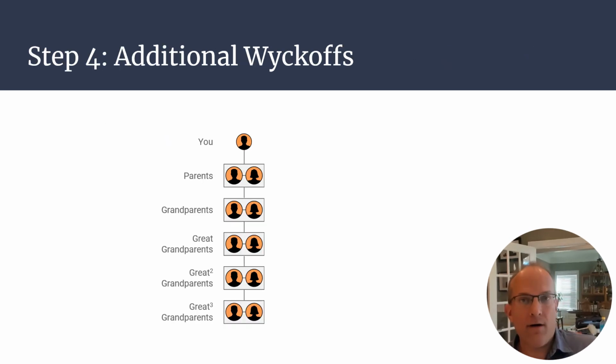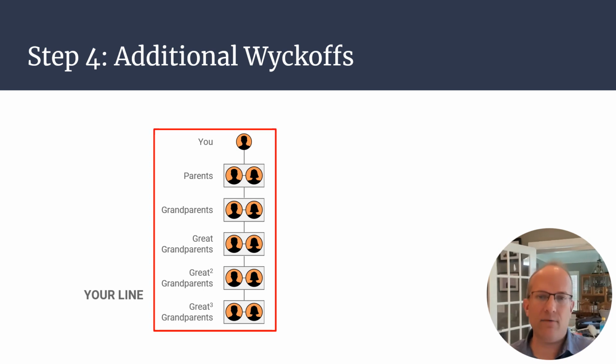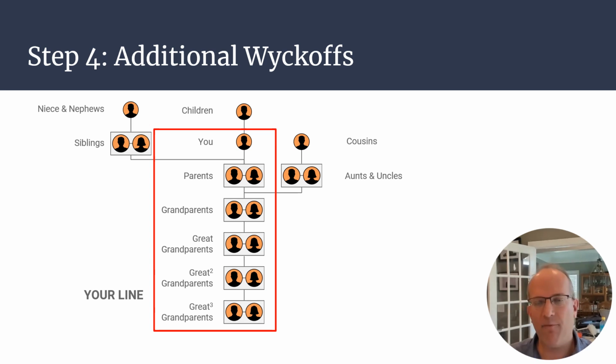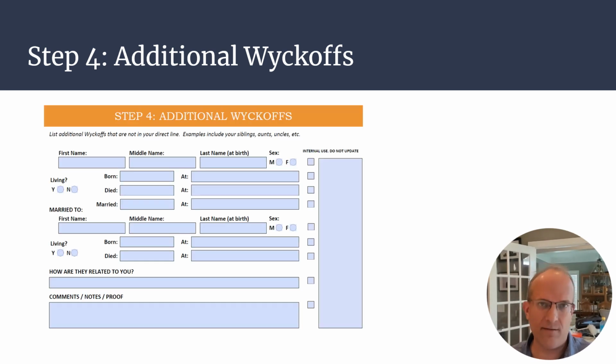Now we're into step 4. We've done your entire line, right? That's about you going down to Barnaby Q. Wyckoff. But you might know about other Wyckoffs. You might know about your siblings and who they married, your niece and nephew. You might also know a bit about your aunts and uncles, right? And your cousins. You might have kids. In step 4, that's where you're going to fill all that out. You can even talk about your great aunt and great uncles if you happen to know that particular information.